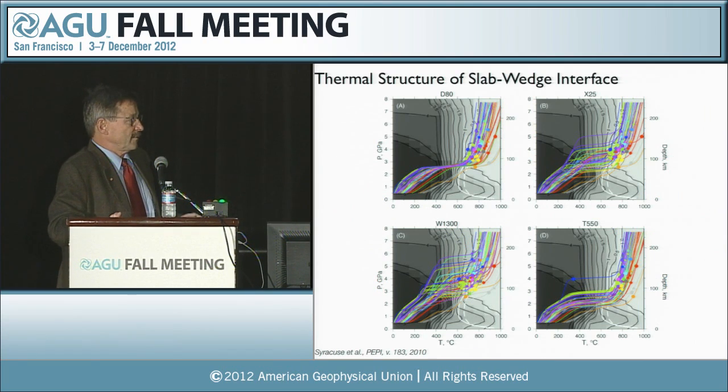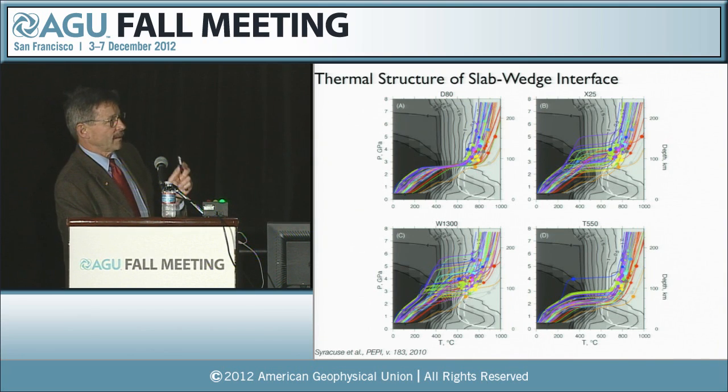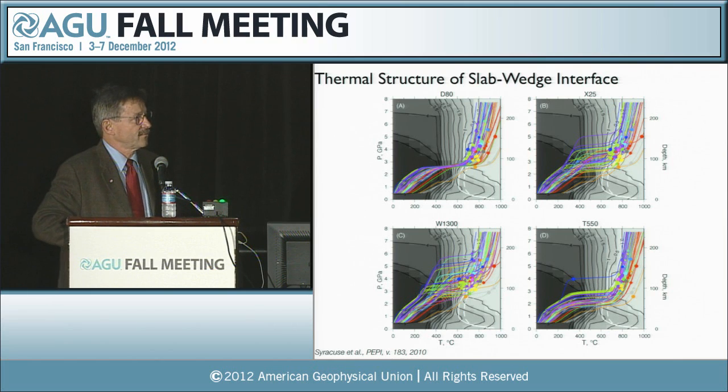So here's a recent paper by Syracuse et al. It came out in PEPI in 2010. And there are 4 different situations here that are different starting parameters. This is the one that we're going to talk about. All these beautiful colors are basically the thermal structure mapped along the slab wedge interface in global arc subduction settings, each one for a different arc. And I'm going to show this picture in the next slide.